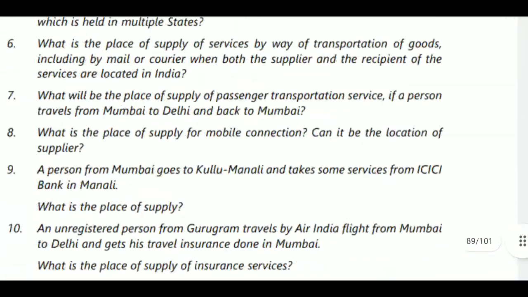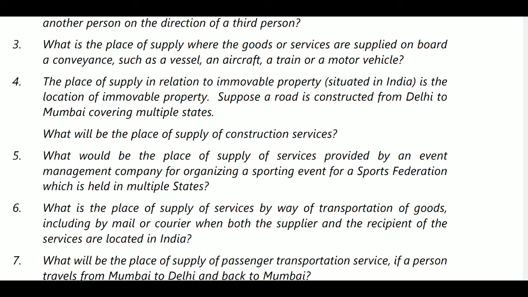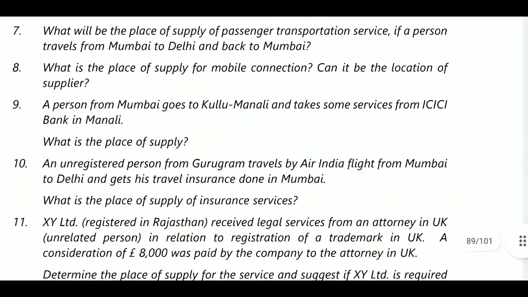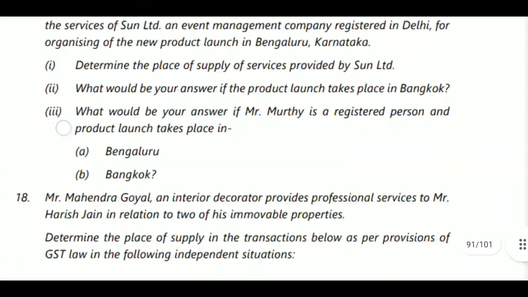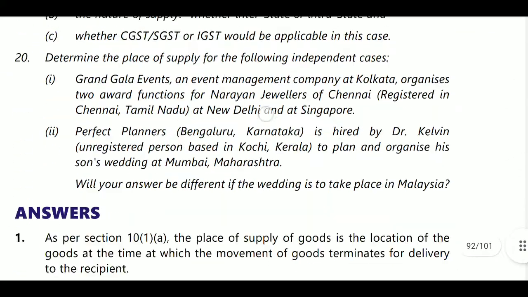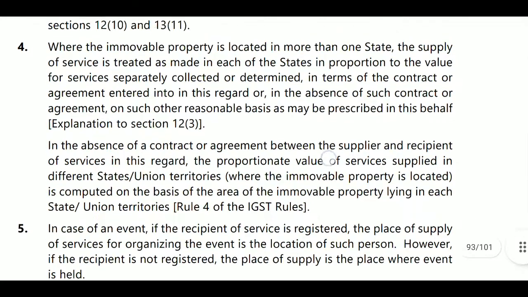Next, question number 4. The place of supply in relation to immovable property is the location of the immovable property. Suppose a road is constructed from Delhi to Mumbai covering multiple states. When one contract covers one or more states, it will be decided based on the contract or agreement. If there is any agreement, we will go through the agreement.